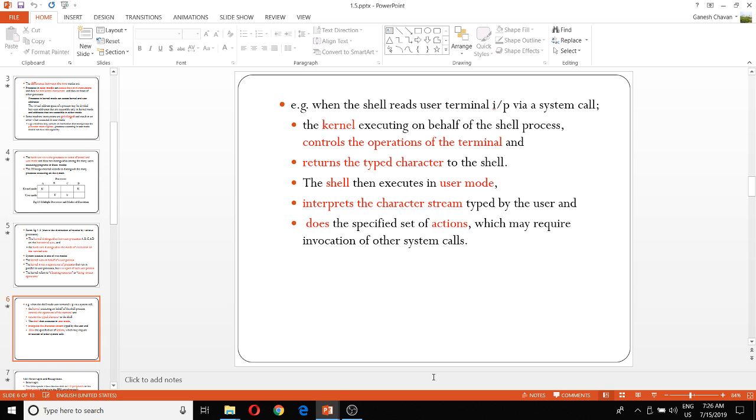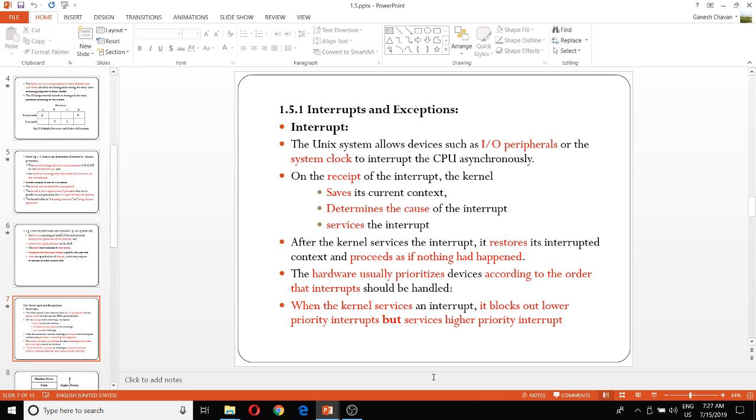When the shell reads the user terminal input via a system call, the kernel executing on behalf of the shell process controls the operation of the terminal and returns the typed character to the shell. The shell then executes in user mode, interprets the character stream typed by the user, and does the specified set of actions, which may require invocation of other system calls. Now, let us understand interrupts and exceptions.